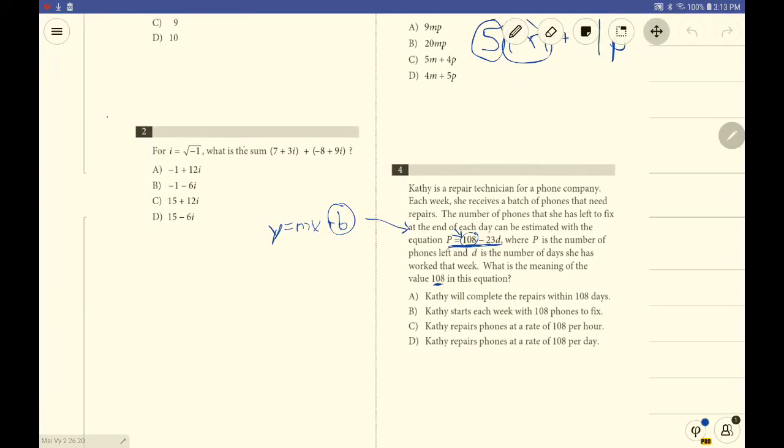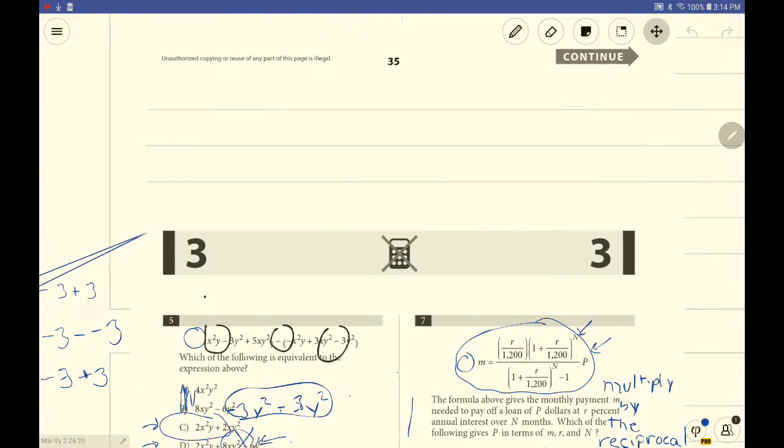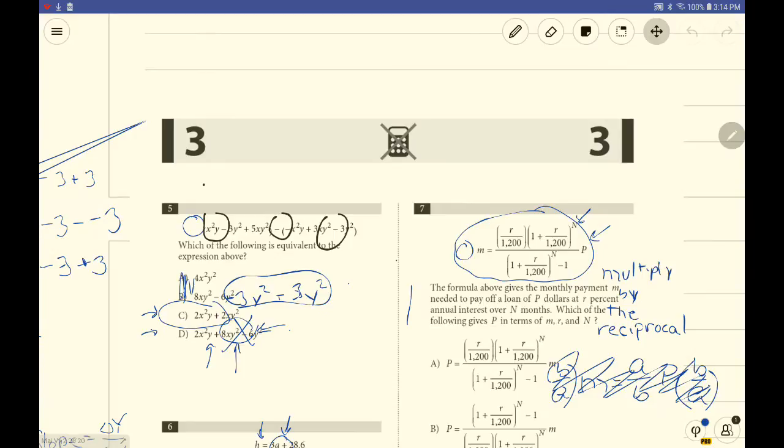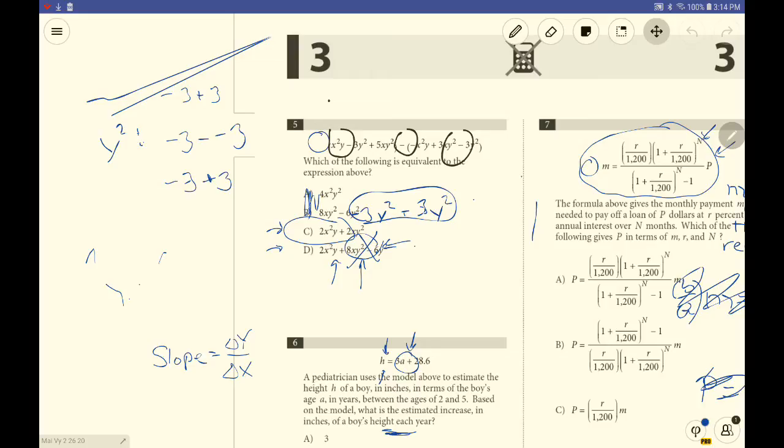Problem 4, we're looking at interpreting that number 108 in the equation. And, of course, the number 108 is not multiplied by the variable. That's the y-intercept. That's in a word problem. That's the initial condition, or what is true when time equals 0. So what is true at the beginning, or when time equals 0.